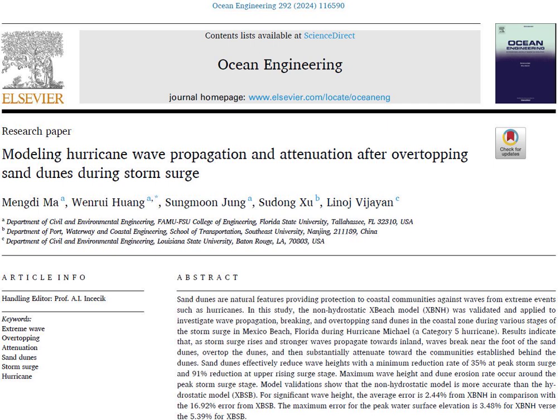Which again reinforces the need for the more computationally demanding but accurate non-hydrostatic model, XBNH, to really understand these nuanced processes. Absolutely. And as computational power continues to increase, we can expect models like XBNH to become even more sophisticated, providing even richer insights into these complex coastal processes.